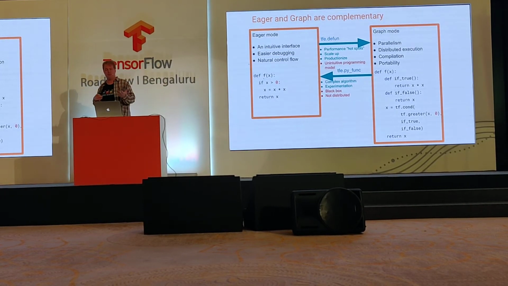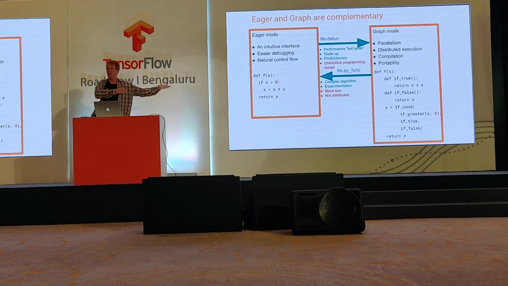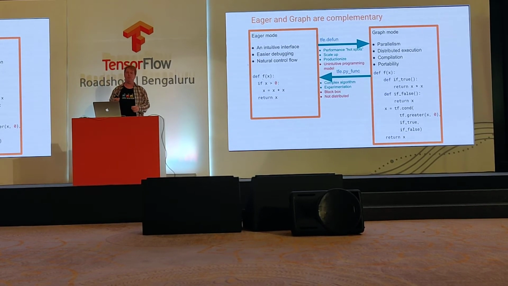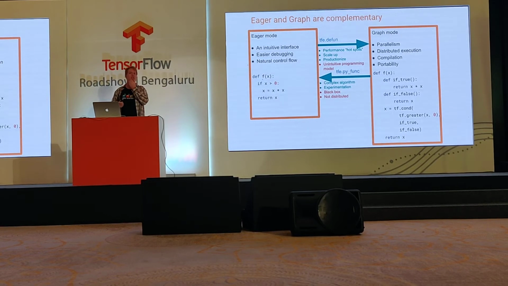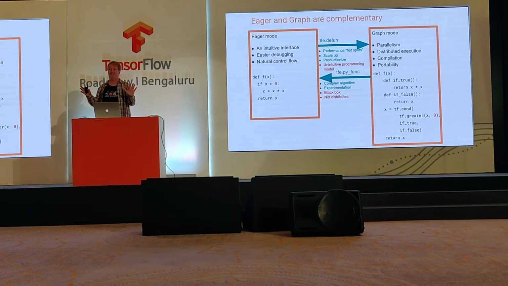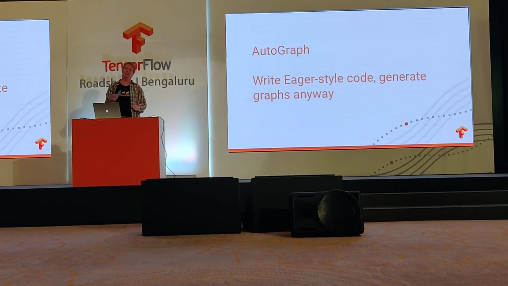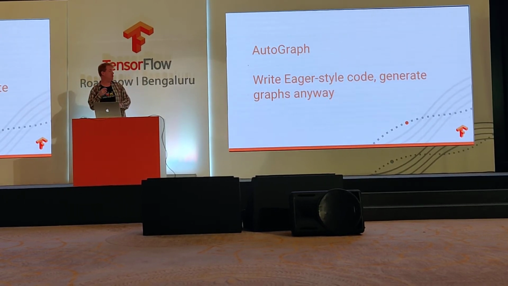Ideally, you want to have benefits from both sides. You want to be able to write the code that you see on the left, and then get the performance of the code that you see on the right. I wonder, though, is there some way we can get the benefits of both? Autograph. Write eager style code, and generate graphs anyway.